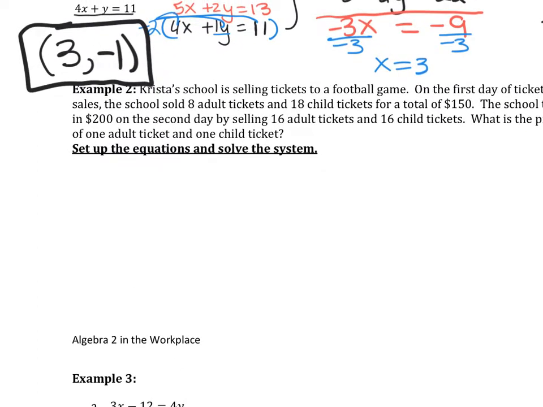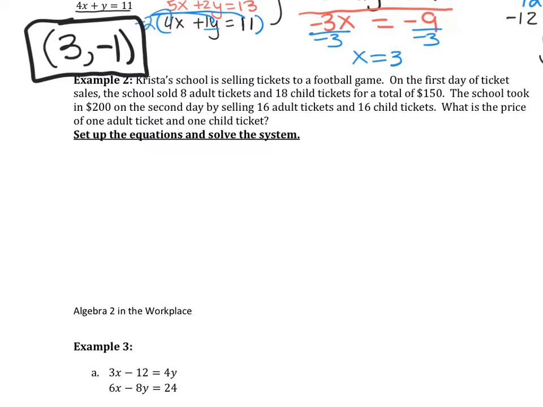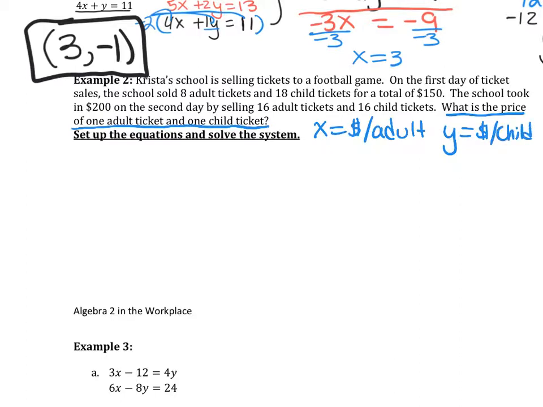So example 2, Krista's school is selling tickets to a football game. On the first day of ticket sales, the school sold 8 adult tickets and 18 child tickets for a total of $150. The school took in $200 on the second day by selling 16 adult tickets and 16 child tickets. What is the price of one adult ticket and one child ticket? So remember, we look at our question to define our variables. So we can have X be the cost per adult and Y be the cost per child. Again, what variables you actually use doesn't matter as long as you define them.